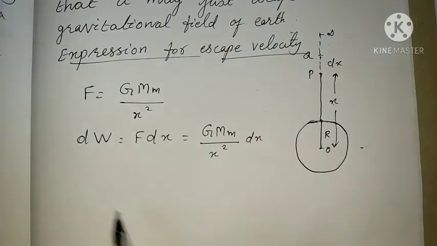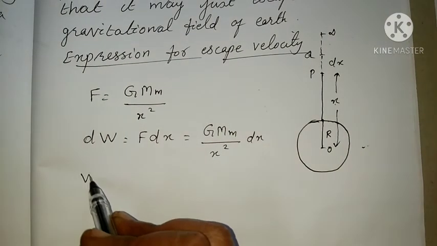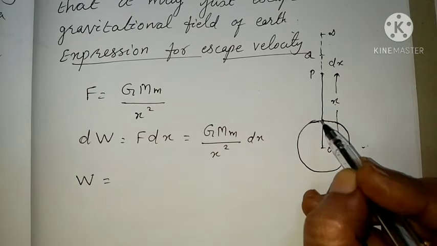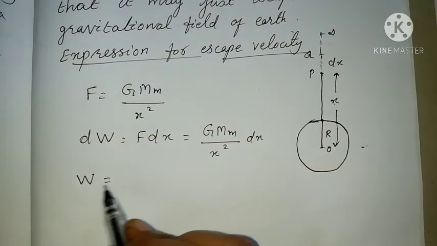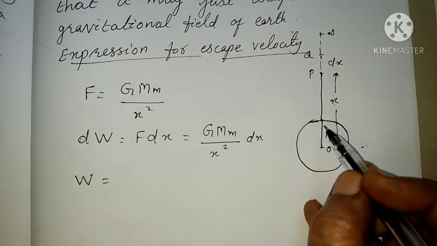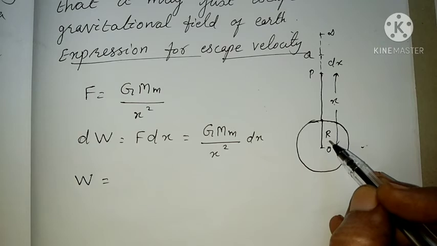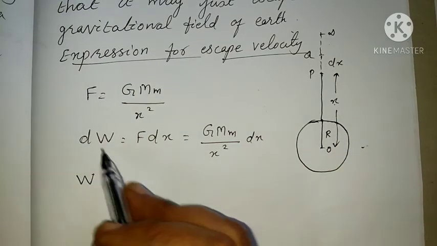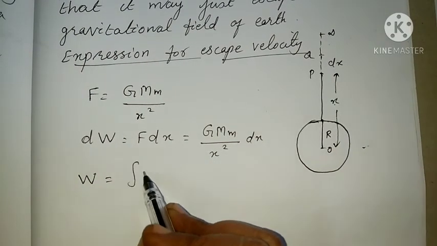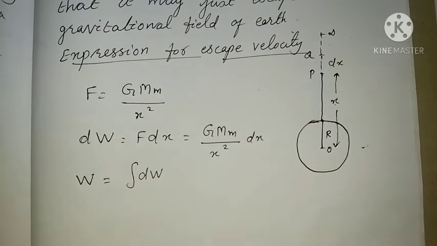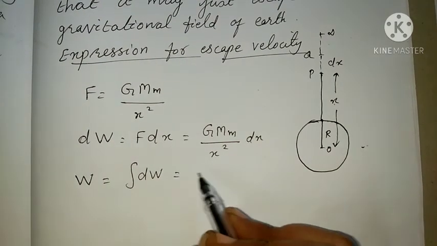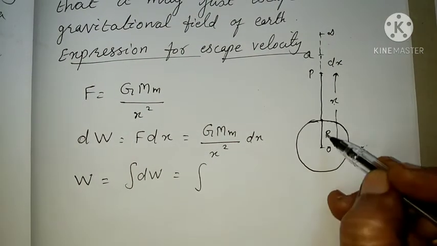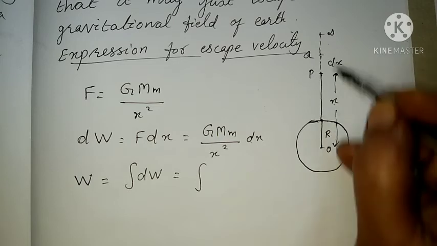So the total work done to move the body from the surface of the earth to infinity, the gravitational force is varying. So we want to calculate the total work done. We should integrate the small work done, that is integral dW, which is equal to the integral from R to infinity.